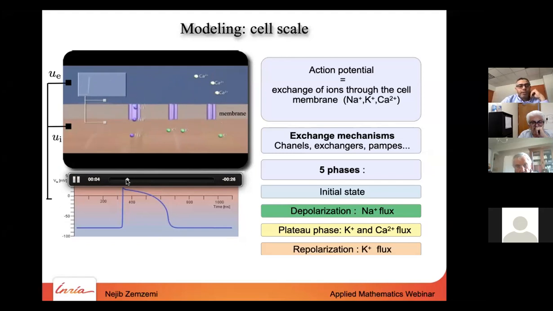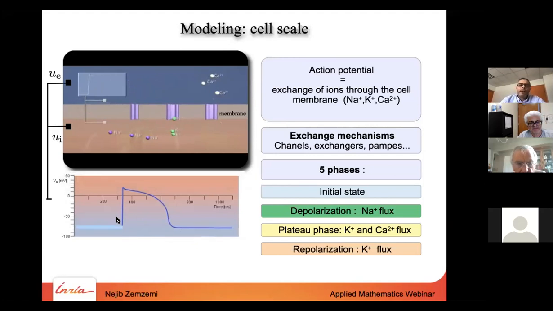So here you see the animation. This is the plateau phase, where you see this exchange between potassium and calcium ions. And finally, the repolarization: you have the potassium channels that are open, and you have what we call the potassium current. And these are the main phases of the electrical wave. Well, I can go further.